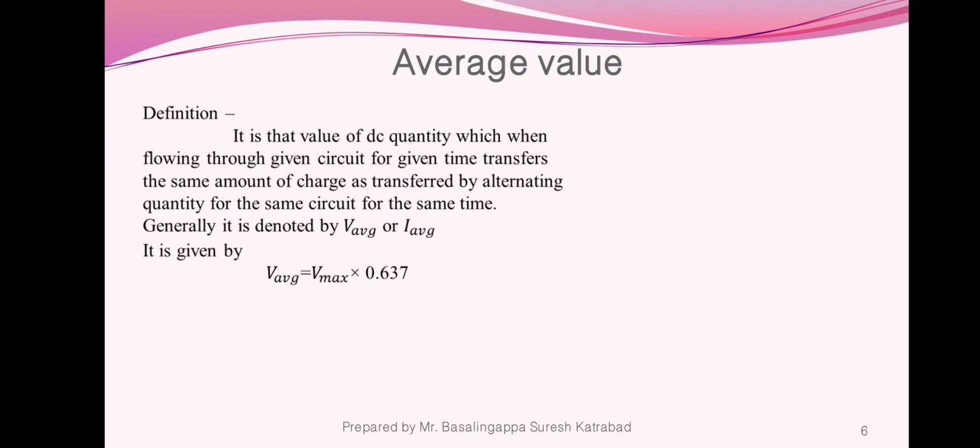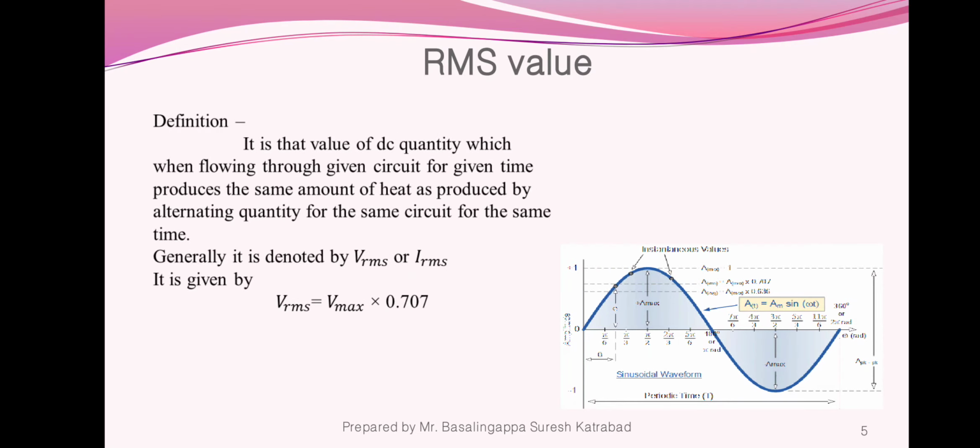Next, average value. It is that value of DC quantity which, when flowing through a given circuit for a given time, transfers the same amount of charge as transferred by an alternating quantity for the same circuit for the same time. Generally it is denoted by V average or I average. For voltage it is V average, or for current it is I average. It is given by V average equal to V max into 0.637. In the graph we have shown here the RMS value and average value.